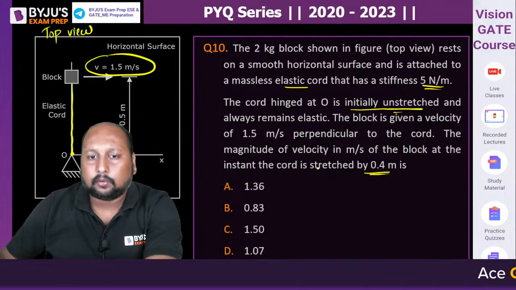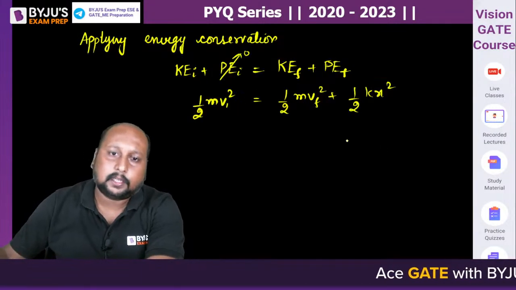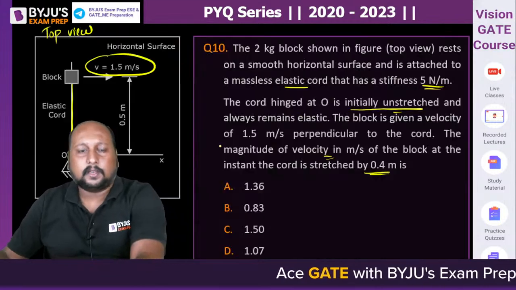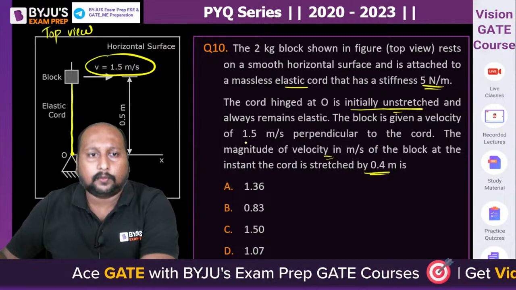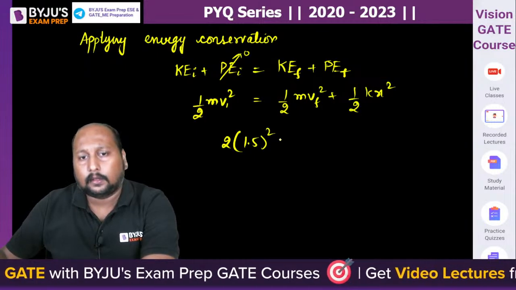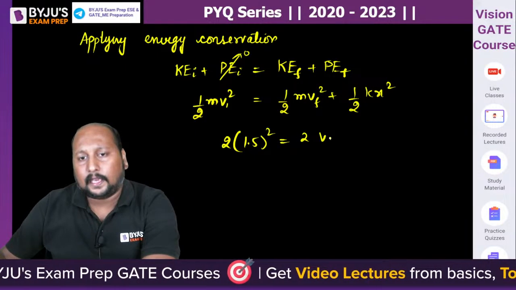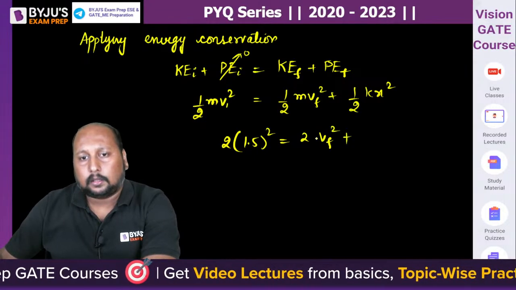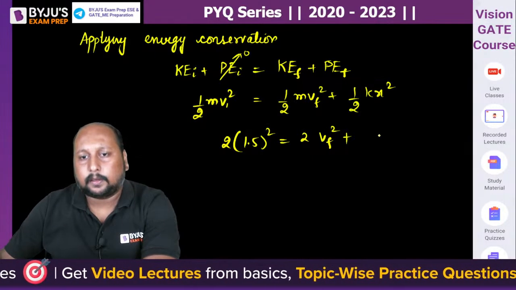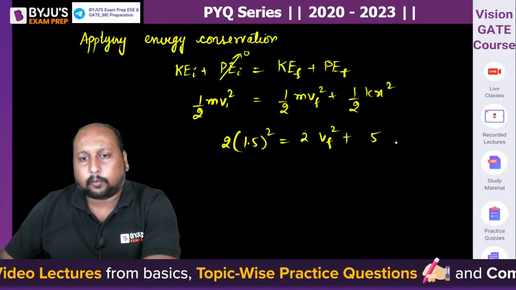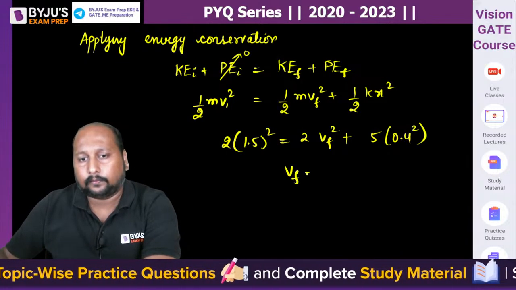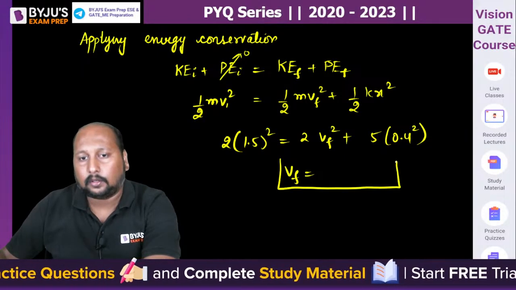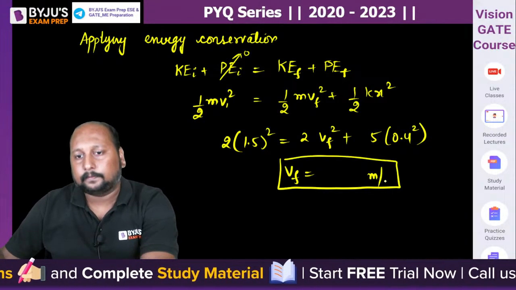I think they are asking you the velocity. We have to find vf. Chaliye, simple. Half gets cancelled. Mass is 2 kg. 2 into initial velocity 1.5 whole square is equal to 2 into vf square, right? K value is 5 Newton per meter. This is 0.4. Solve it and tell me what's the value of vf. Only the calculation part is left, in meter per second.